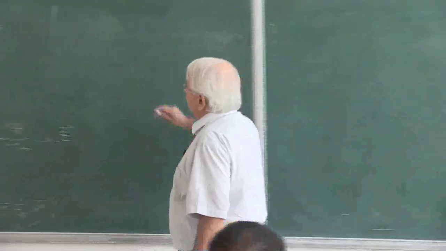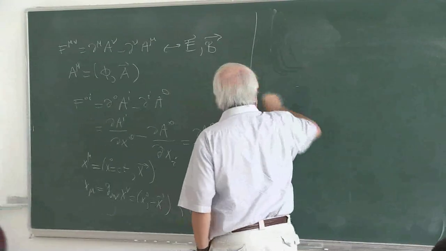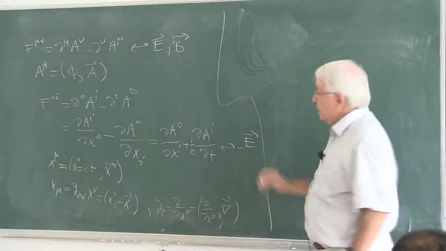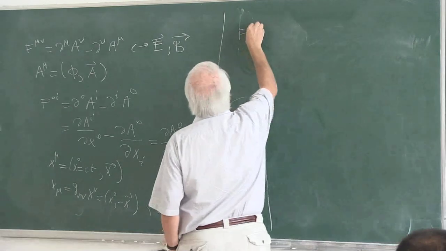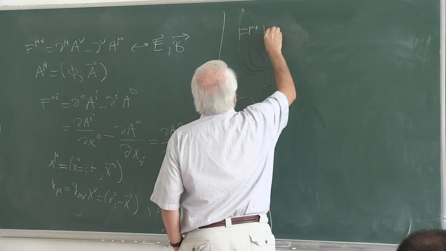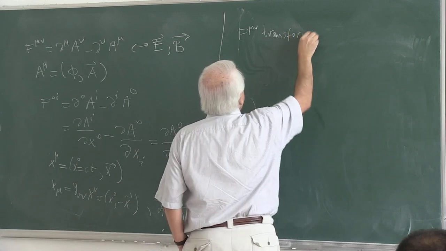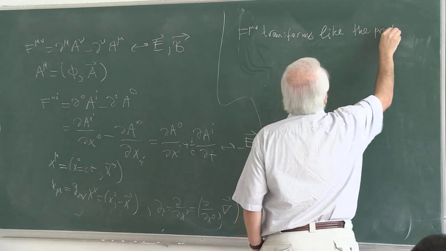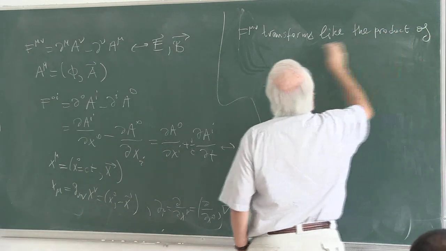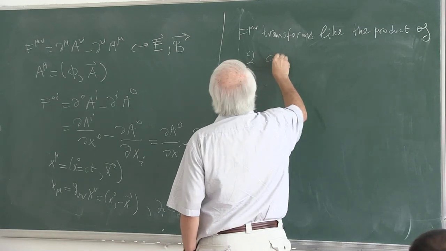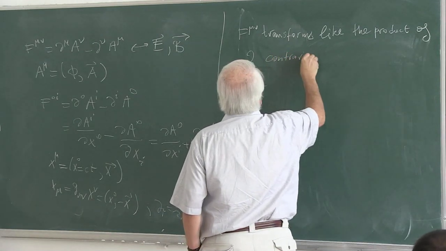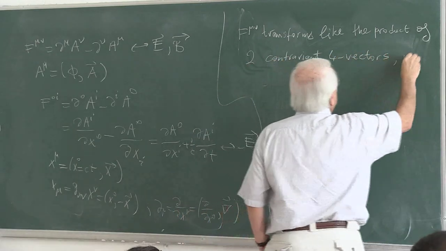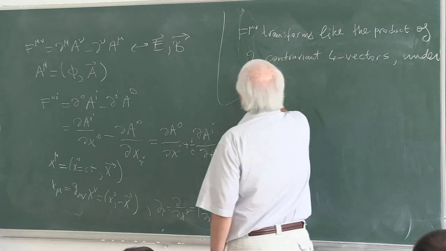Therefore, let me write a statement. I'm not going to prove this for you. Some of you might have already seen it in certain special relativity courses. So F mu nu transforms like the product of two contravariant four vectors under Lorentz transformations.